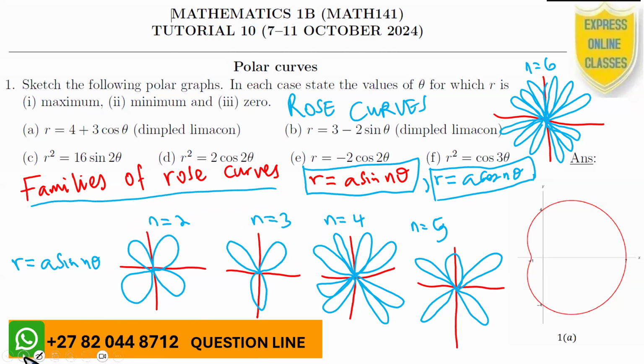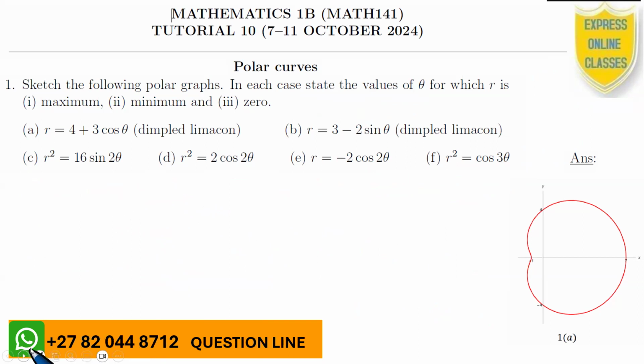Let's look at the next one: r equals a cosine n theta. We're still speaking about rose curves, but I want us to cover enough background on sketching. We're going to use tables and other techniques of sketching these curves here. Let us look at the first one for the cosine.